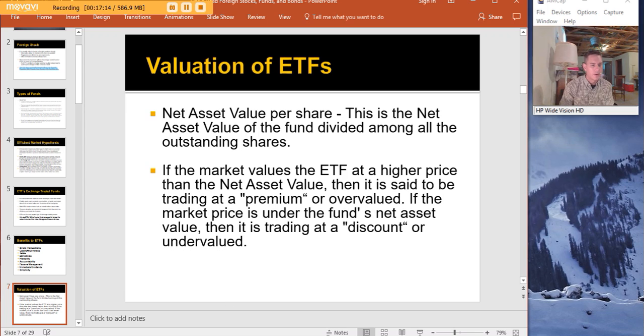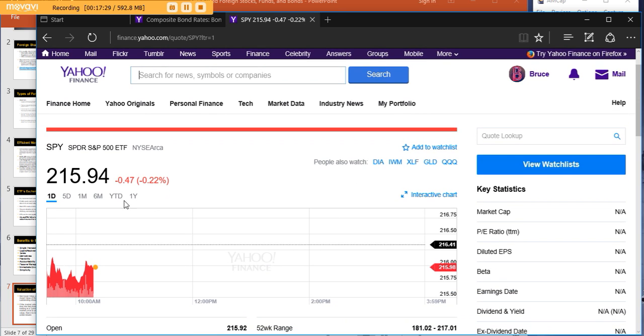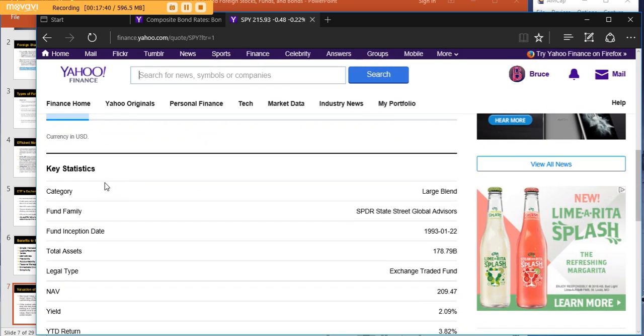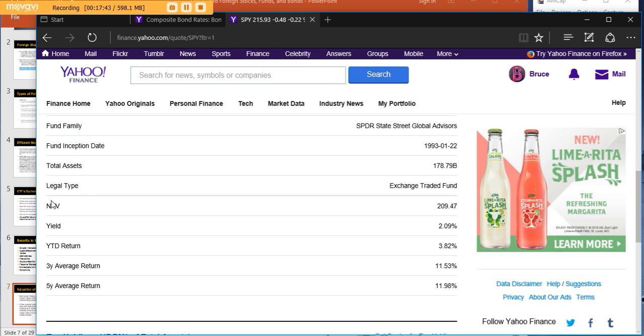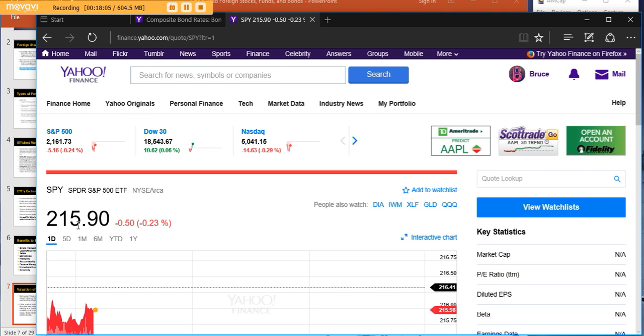So if we go to Yahoo Finance and look this up, I would enter the ticker symbol SPY, which stands for the Spider S&P 500 ETF. And right up here, we see the stock price, or the price per share on Yahoo Finance, what it's trading at, and it's $215.93. Now, if we scroll down here, we can find the net asset value. It's shortened to NAV. And the net asset value per share is $209.47. If we think of the net asset value as the intrinsic price, then we think it's worth $209. That's what it's really worth, but you can buy it for $215.